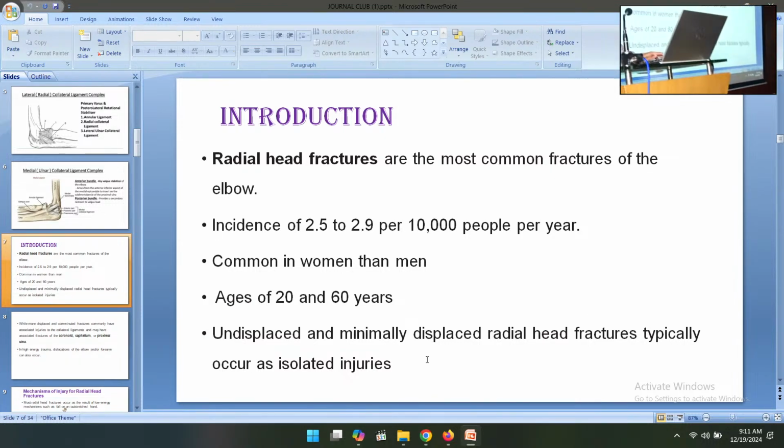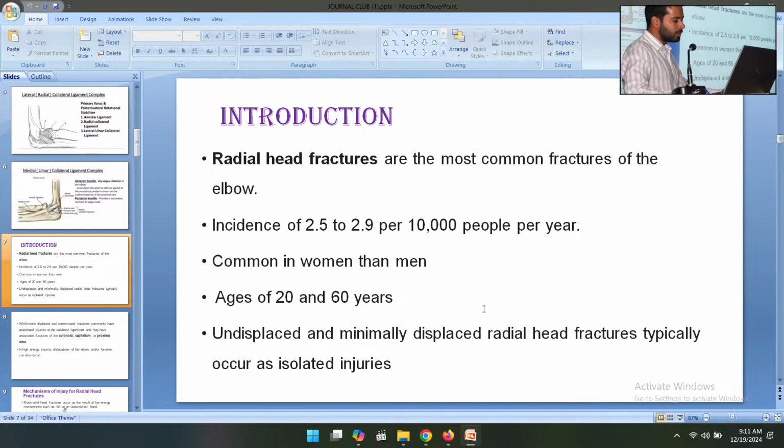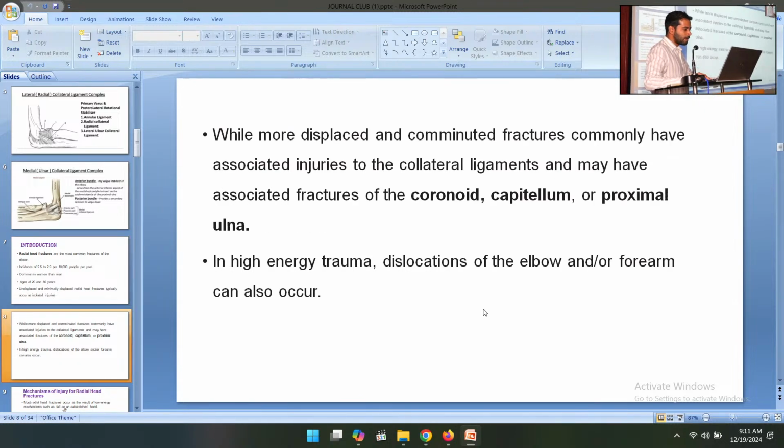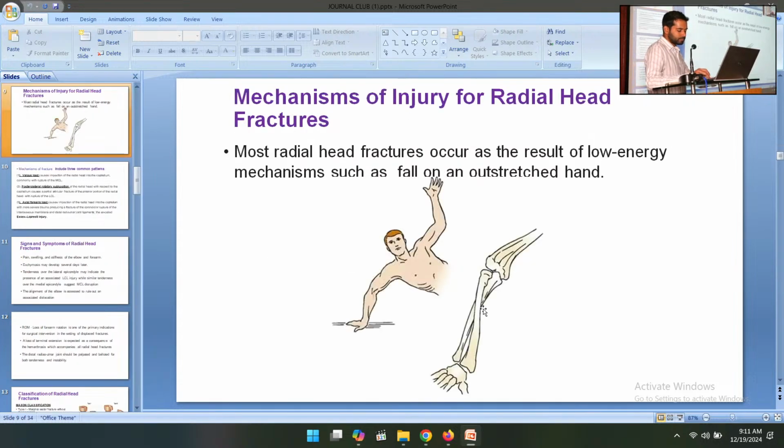Common in women than men, and age group 20 to 60 years. Undisplaced and minimally displaced radial head fractures typically occur as isolated injuries, while more displaced and comminuted fractures commonly have associated injuries to the collateral ligament and may have associated fractures of the coronoid, capitulum, and proximal ulna. In high energy trauma, dislocation of the elbow and the forearm can occur. So this is important.